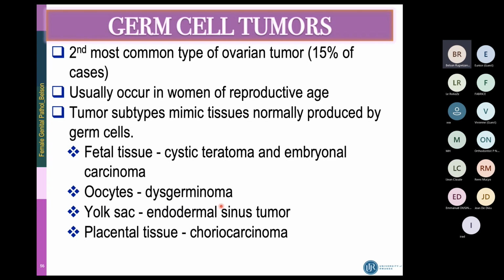So we have fetal cells. Fetal tissues will develop cystic teratoma and embryonal carcinoma. Oocytes will develop dysgerminoma, because this oocyte looks like a spermatogonia, so that's why the tumor produced will look like seminoma. Yolk sac, as you know in embryology, will produce a tumor called the yolk sac tumor or the endodermal sinus tumor. The placental tissue also can be there and it will produce a choriocarcinoma.